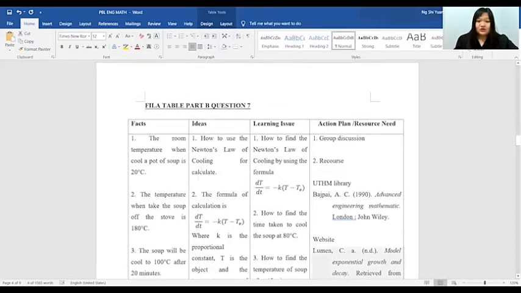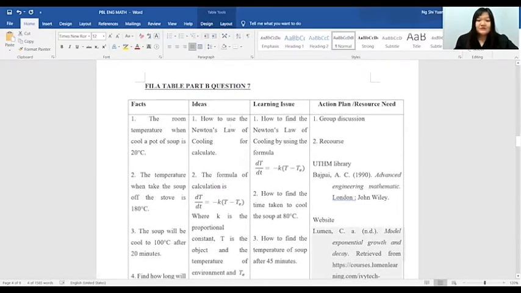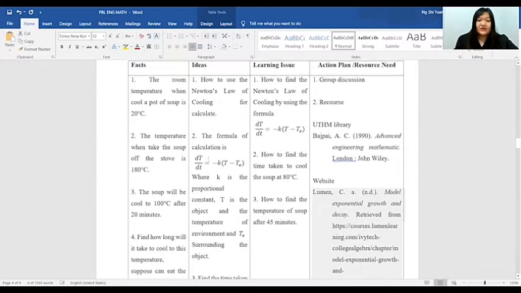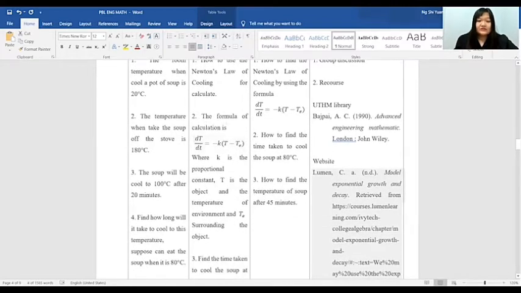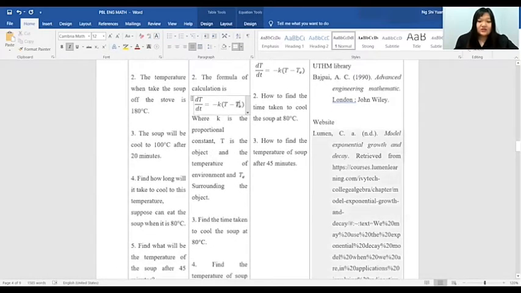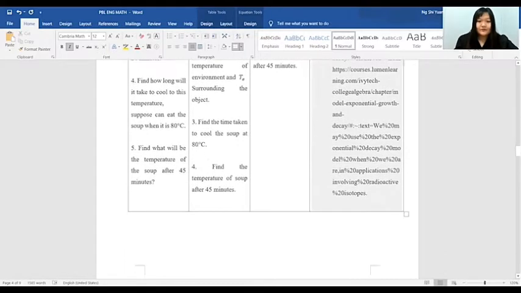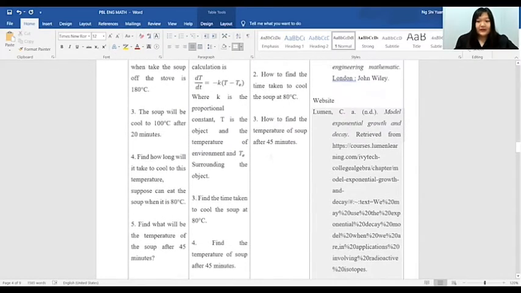Next, the idea of these questions. First, how to use Newton's law of cooling for calculation. Next, the formula of calculation is shown here, where k is the proportional constant, T is the temperature of the object, and T is the temperature of the environment surrounding the object. Number three, find the time taken to cool the soup to 18 degrees Celsius. And four, find the temperature of the soup after 45 minutes.